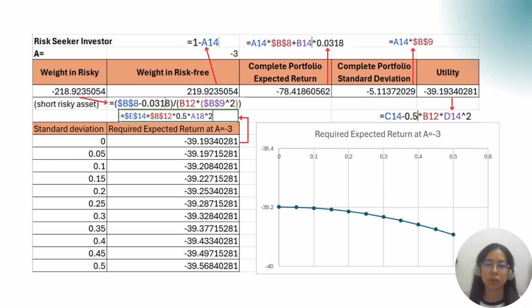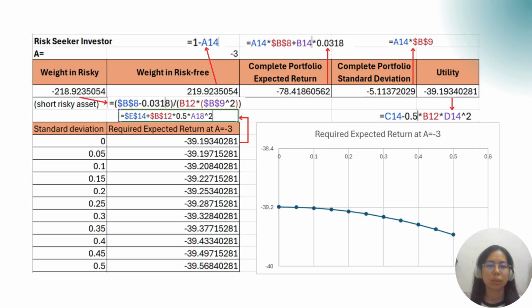We use the risk aversion coefficient A equal to -3, which shows the case for a risk-seeking investor. This type of investor prefers risk and is even willing to accept lower returns for more risk. As seen in the table, the required return drops from about -39.19 at risk equal to 0 to around -39.57 at risk equal to 0.5.